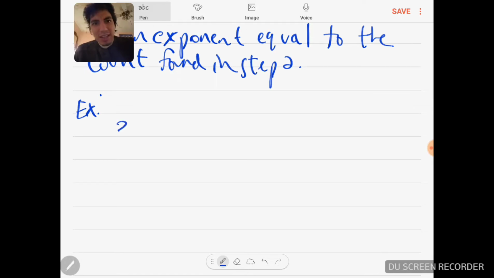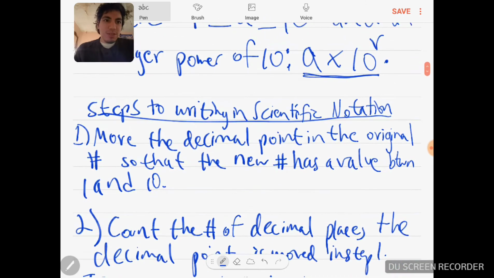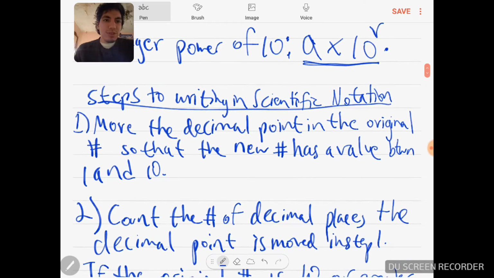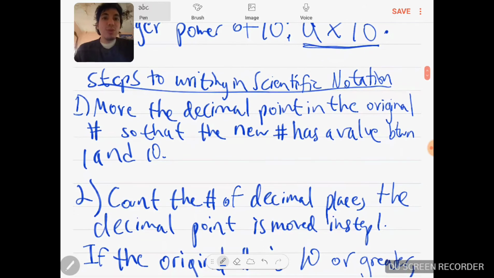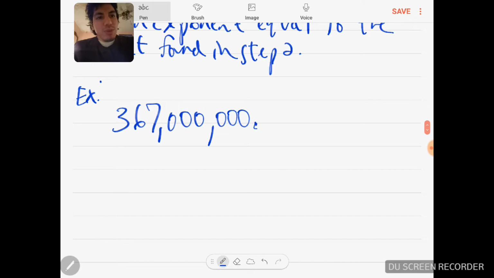So let's say I had this huge number, 367 million, whatever, it could be anything. And we got to go through each step. The first step is move the decimal point in the original number so that the new number has a value between 1 and 10. What does that mean? The decimal point here is right behind the 0 because it's a whole number. So we got to move this decimal point until it becomes a value between 1 and 10.